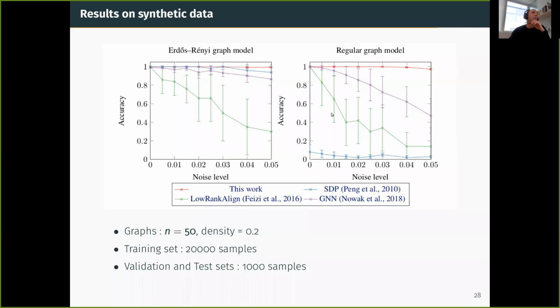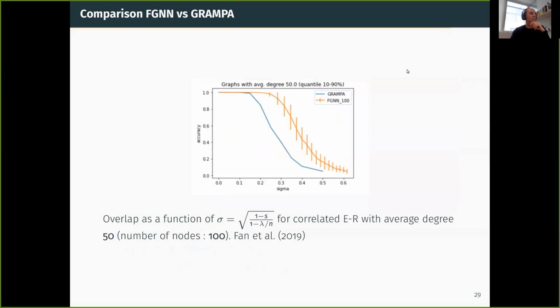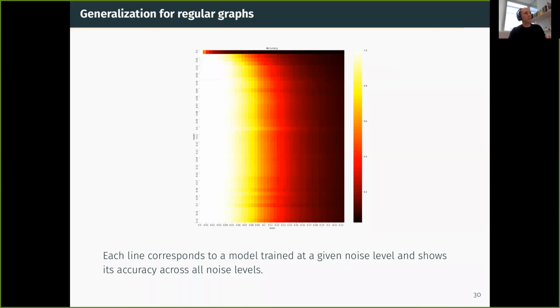So instead of needing to train one network for each of these points, what you can do is just train this network and apply it for all the different noise levels, and it will give you basically the same performance with a much lower training cost. So in a sense, you find an algorithm that is able to solve the noisy version of the graph alignment problem for a wide range of noise levels, just with one training.